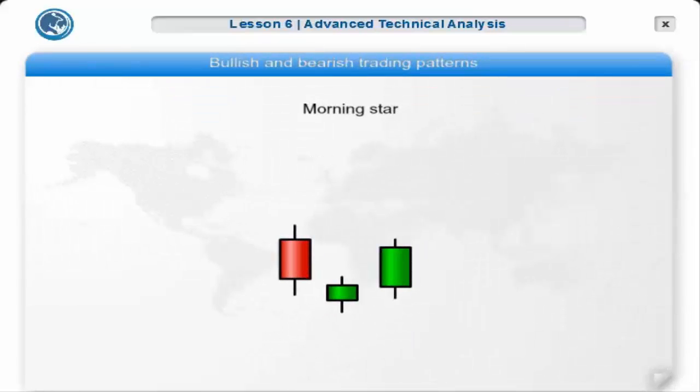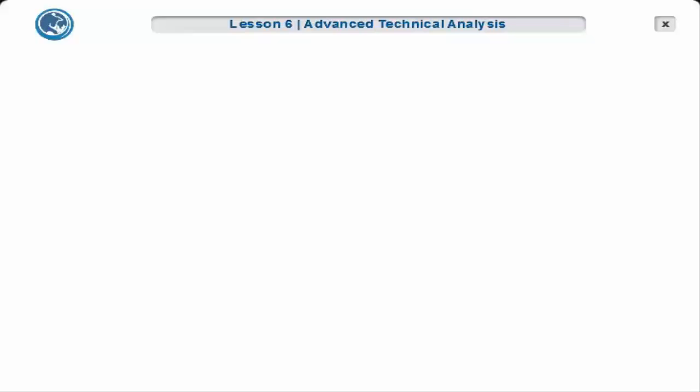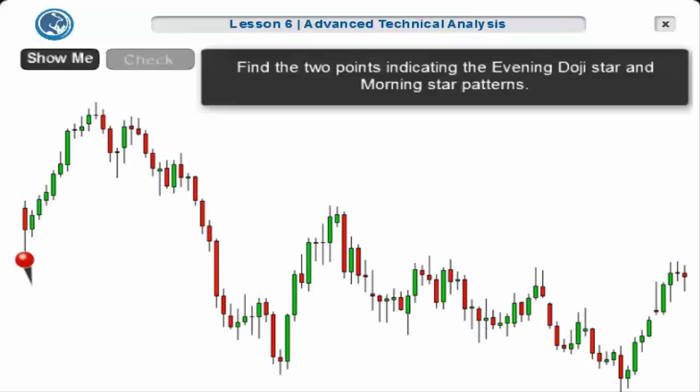Morning Star, a 3-candlestick reversal pattern indicating only a bullish outlook. The first candlestick is red and confirms the general trend. The second candlestick is green and shorter than the average, with a closing price that is near or lower than the closing price of the first candlestick. The third candlestick is green, with a closing price that is higher than the middle of the first candlestick. Find or mark the 2 points indicating the evening doji star and morning star patterns.